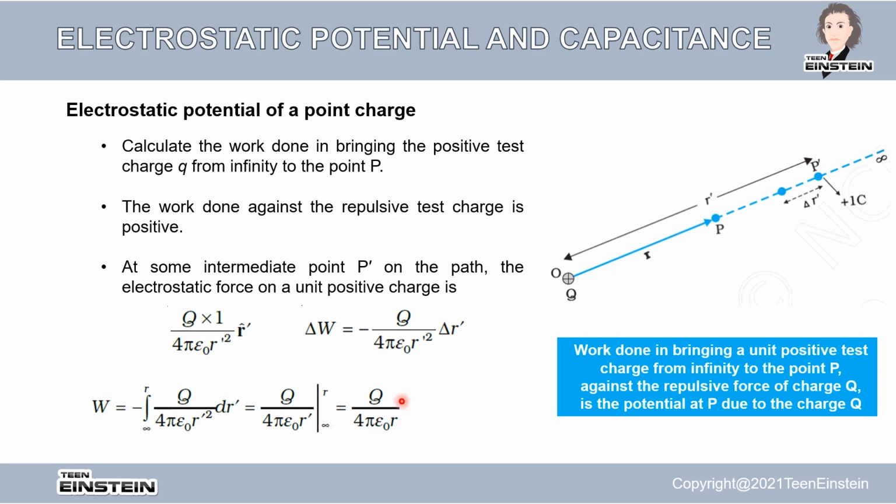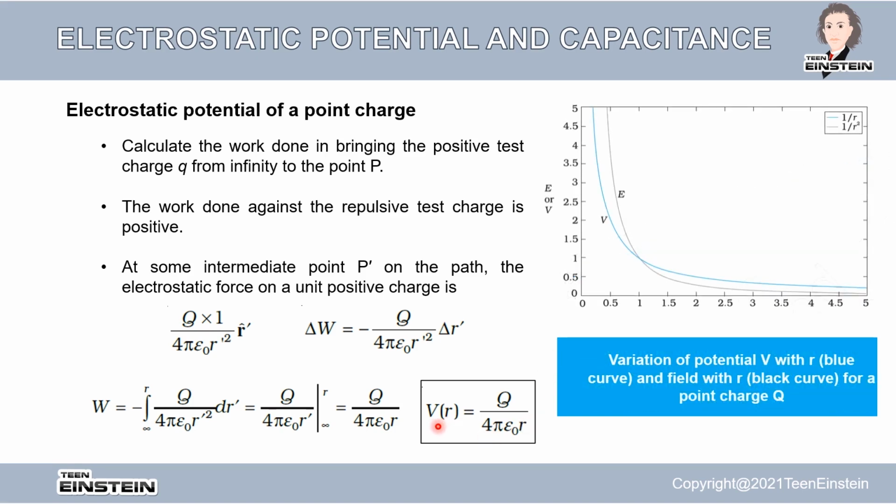So this is the value of the work done at a particular point. That means it is the electrostatic potential energy at that particular point. So V of R, the electrostatic potential at this particular point, is given by Q by 4 pi epsilon naught into R. So this is the electrostatic potential of a point charge.